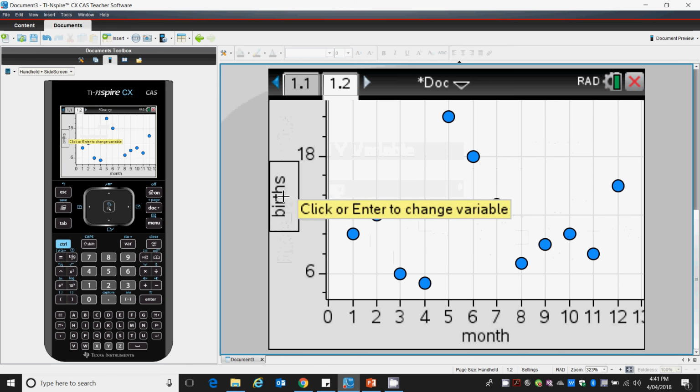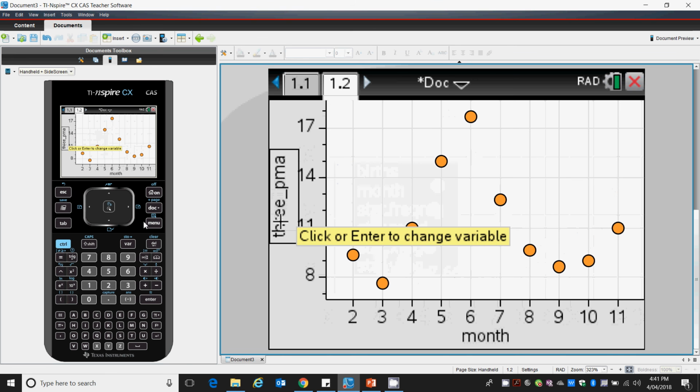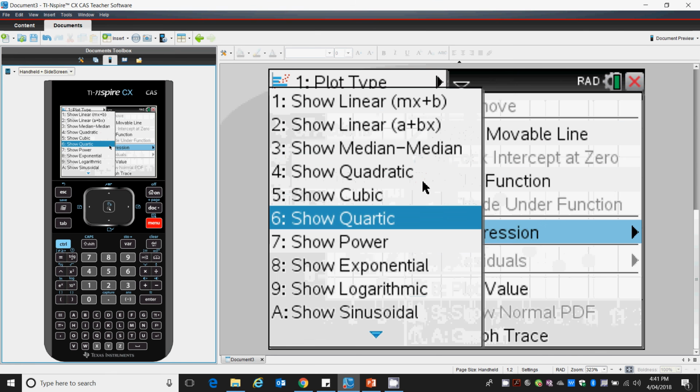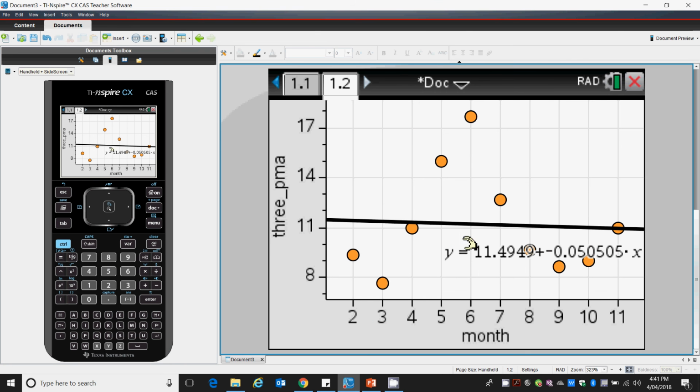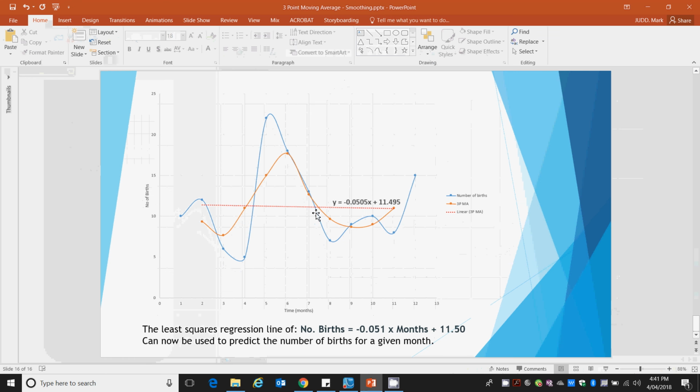Let's go back here and I'll put in my 3-point moving average. We can now, using our menu option, analyze. We can do a regression line of best fit with y equals a plus bx, and there's our equation for our smooth data, 11.494 plus a negative 0.0505x, and that's in fact what we get with our linear regression line here, exactly the same equation.